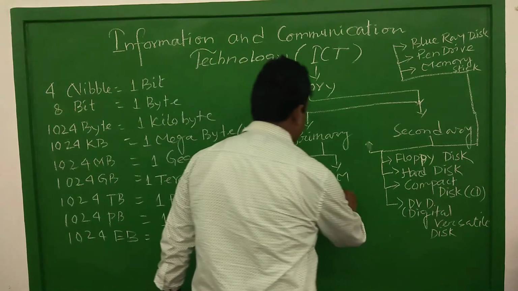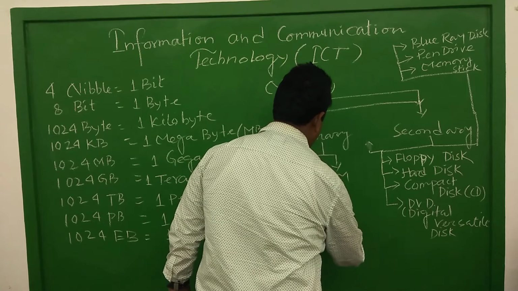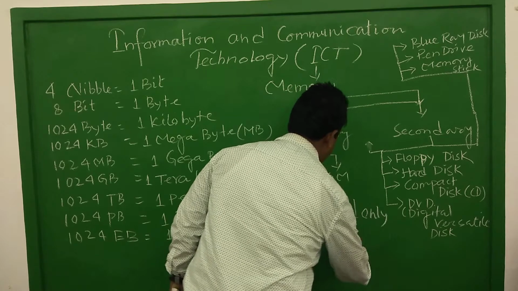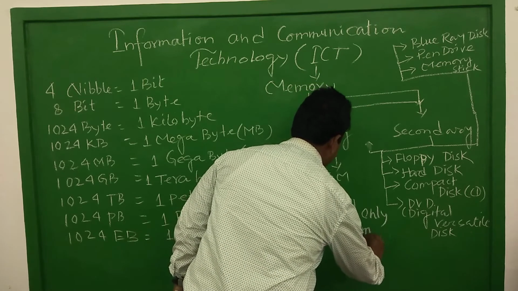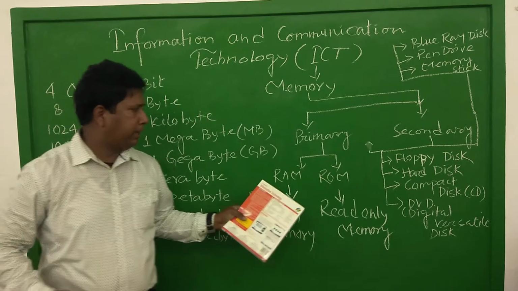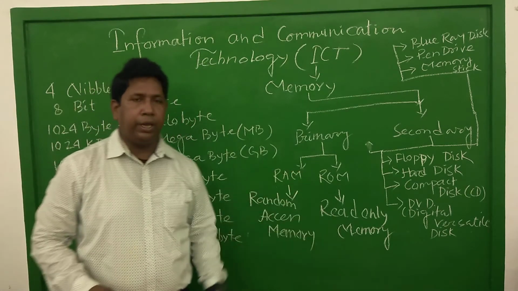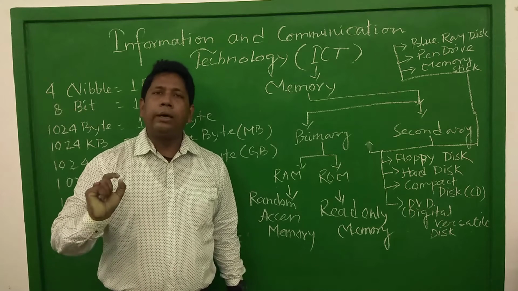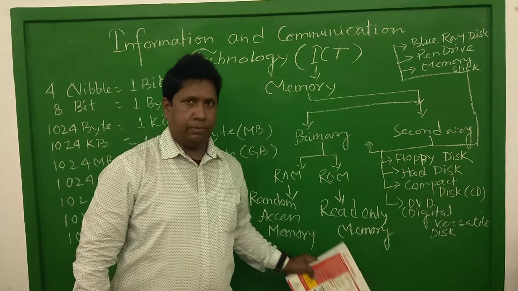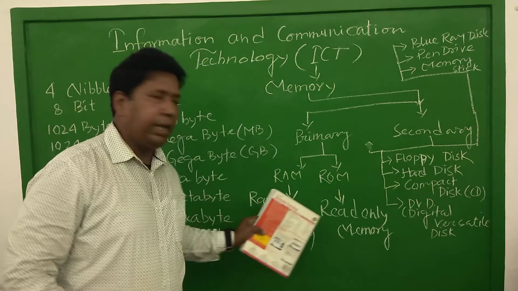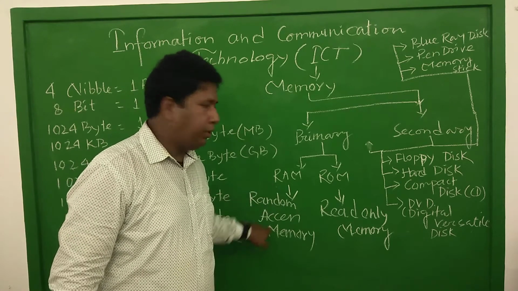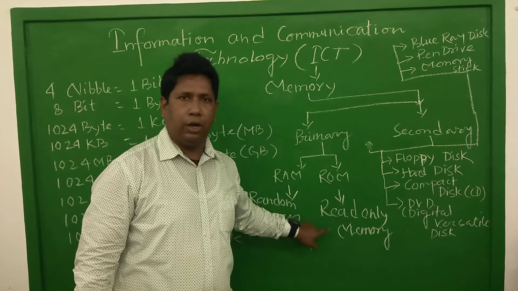Another primary memory is ROM, read only memory. By its name, you are clear about one thing, that this memory is used only for reading purposes. There are two types of primary memory available in the computer: RAM, random access memory, and ROM, read only memory.